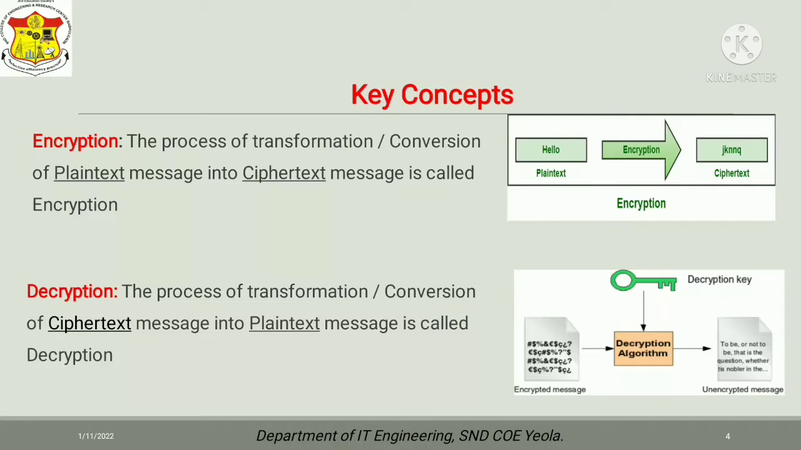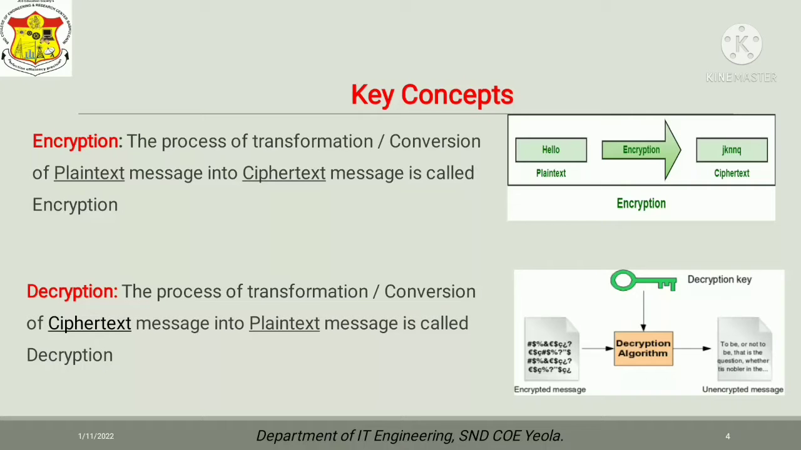The next question comes to our mind: what is plain text? Plain text is nothing but a clear text message or original message, and ciphertext is the coded message of plain text. When the plain text is codified with the help of any suitable scheme, then the message is known as ciphertext.